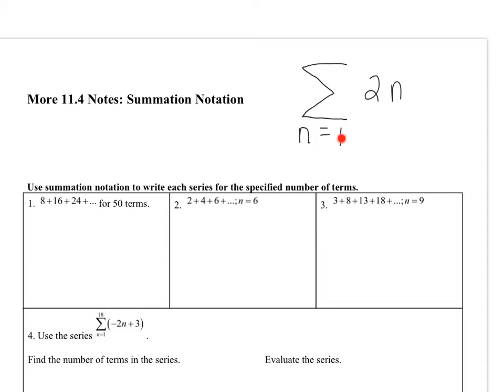So the lower limit is on the bottom. At n equals 1 we're going to plug in 1 for n, and that's going to be the first term of the sequence. So the first term is 2. Then we plug in n equals 2 and do 2 times 2, so the next term in the sequence is 4. Then the next counter is 3, and 2 times 3 is 6. So far. And when you stop is the upper limit, and you could stop at maybe 25. So this means that I'm going to plug in 1, 2, 3, 4, 5, 6, 7, 8, 9, 10, all the way to 25. This is the upper limit, this is the lower limit.